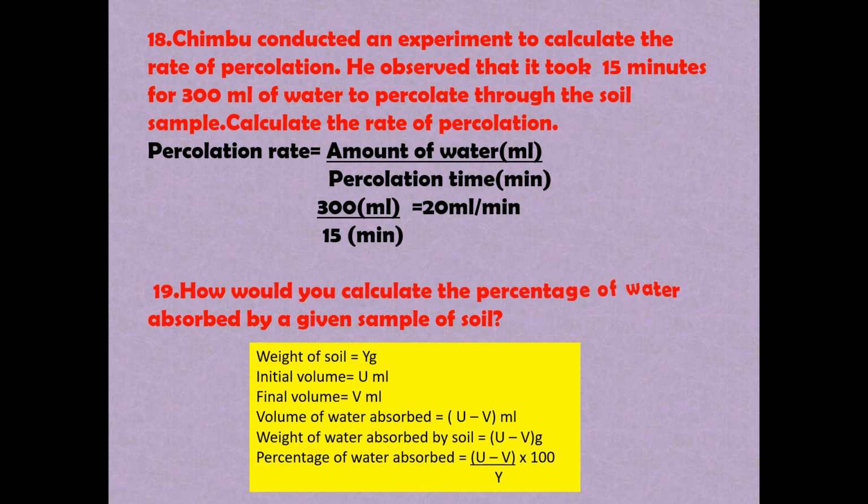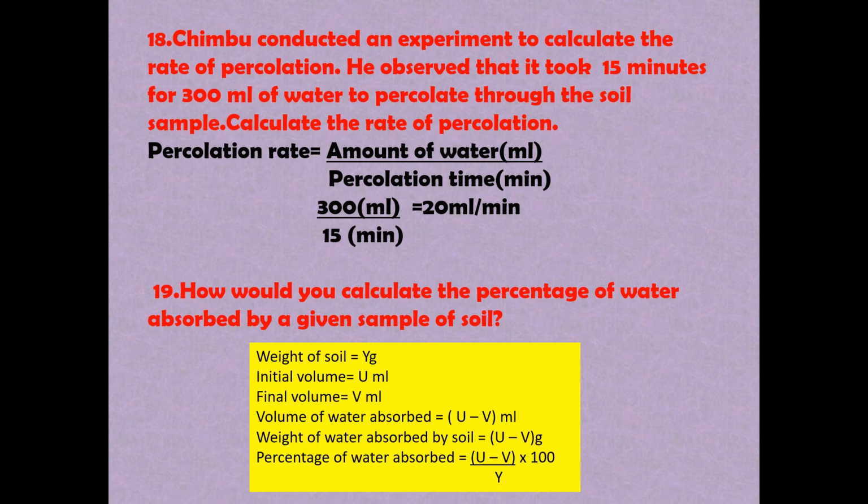Next question. How would you calculate the percentage of water absorbed by a given sample of soil? Let us consider the weight of soil is equal to Y grams. Initial volume is equal to U milliliters. Final volume is equal to V milliliters. So next, volume of water absorbed is equal to U minus V, that means initial volume minus final volume.